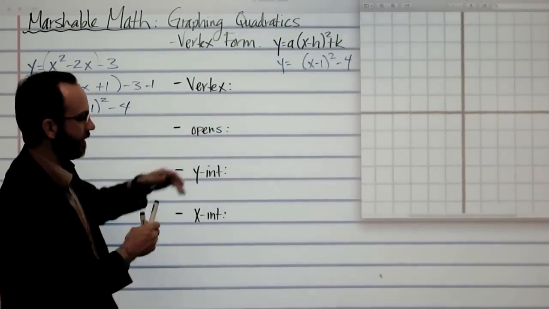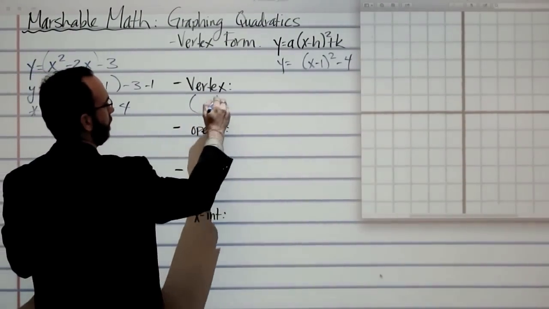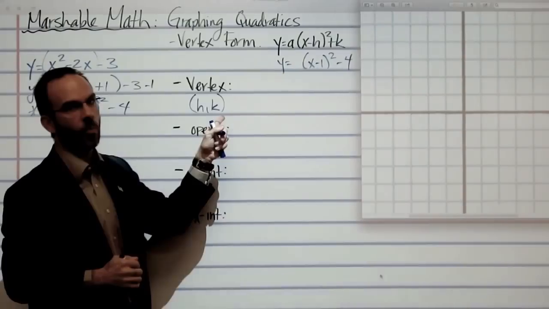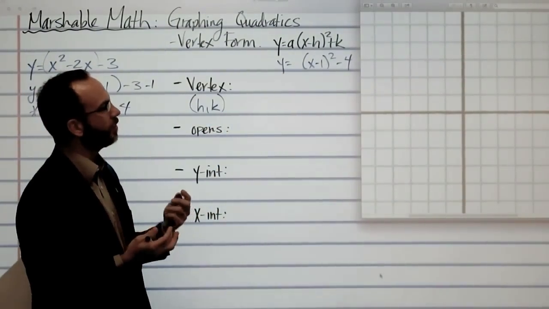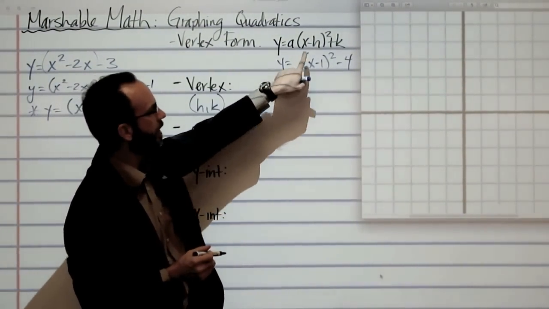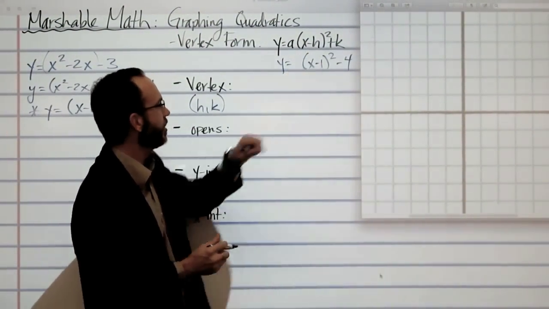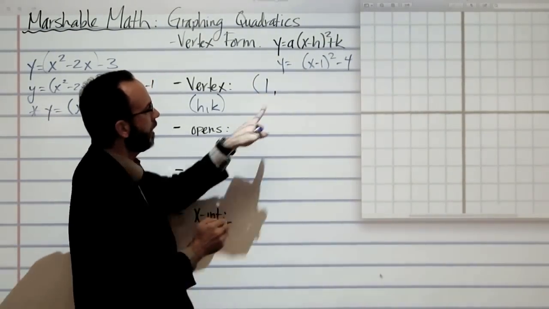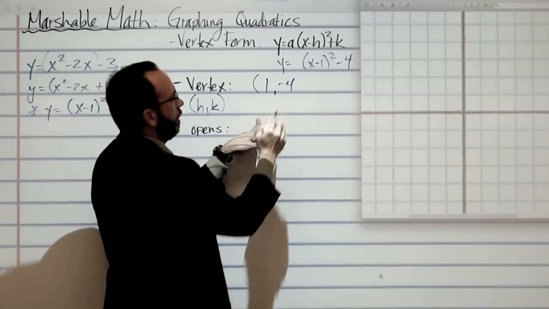Well, the vertex is of the form (h, k). It's just really a special x and y. So what we need to do is look in the equation here and see what is my h and what is my k. h, as you might be able to see there, is actually equal to positive 1, and k would be equal to negative 4.